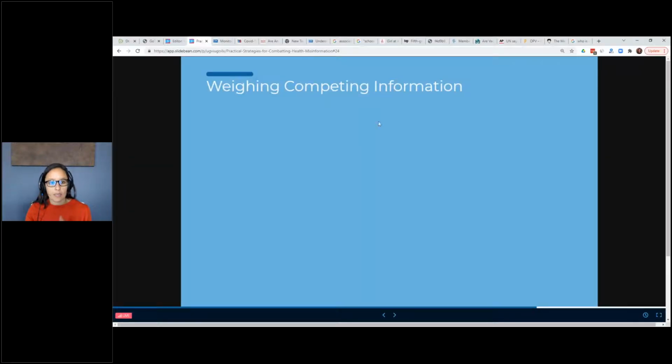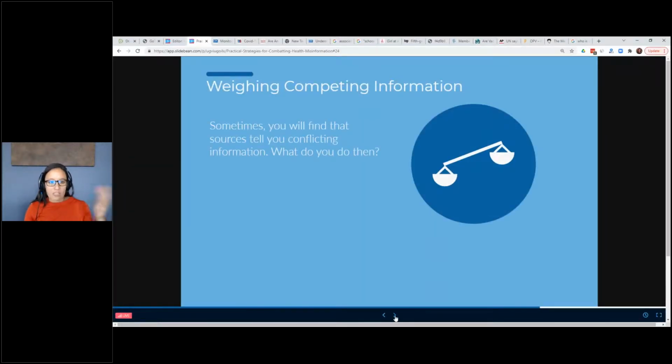Let me just go back here. All right, so weighing competing information, some strategies. Sometimes you'll find that sources can tell you conflicting information. So you find the articles that I just showed you, that for various reasons that you and I could identify, just don't seem very credible. But not everybody's great at weighing the competing information, right? So when you have conflicting information, it's really important to weigh their credibility.